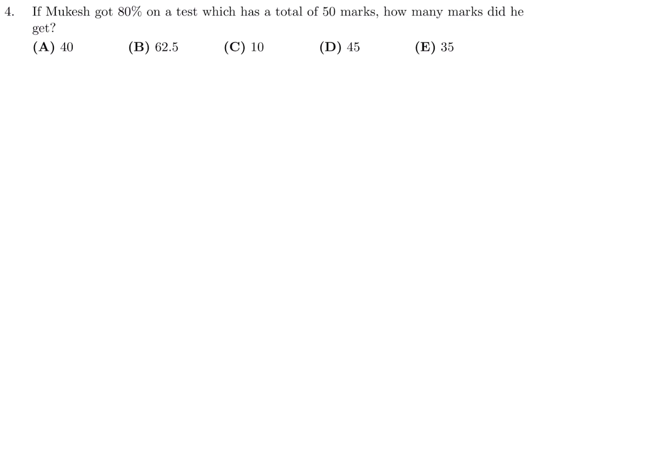If Mukesh got 80% on a test, which has a total of 50 marks, how many marks did he get? X over 50 is 80%, which is 0.8. Cross multiplying, you get 50 times 0.8, which is 40. So he got 40 marks out of this 50 mark test. So number 4, the answer is A.